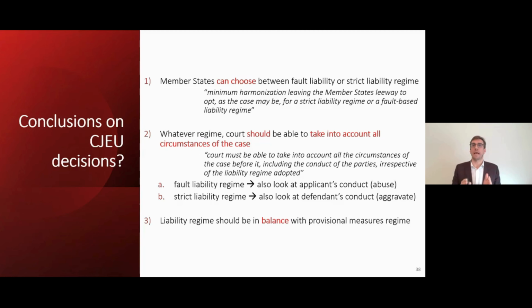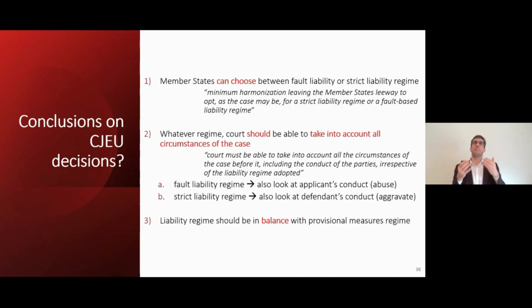Member states may opt, as the case may be, for a strict liability regime or a fault liability regime. There's no conclusion whatsoever, in our opinion, that member states are now obliged to implement a strict liability regime, or that Article 9.7 and the implementation thereof under Belgian or national law should be interpreted as a strict liability regime. The second conclusion is whatever regime a country chooses, the court should be able to take into account all the circumstances of the case. Again, this is stated explicitly by the CGU in Milan versus Gilead.